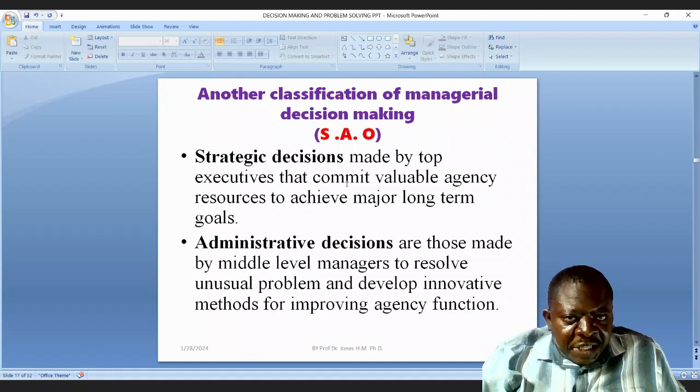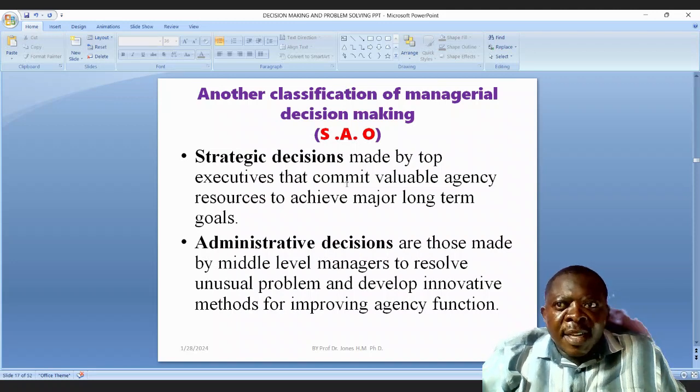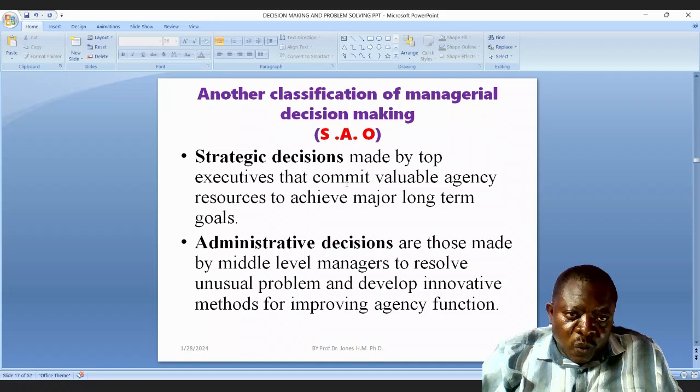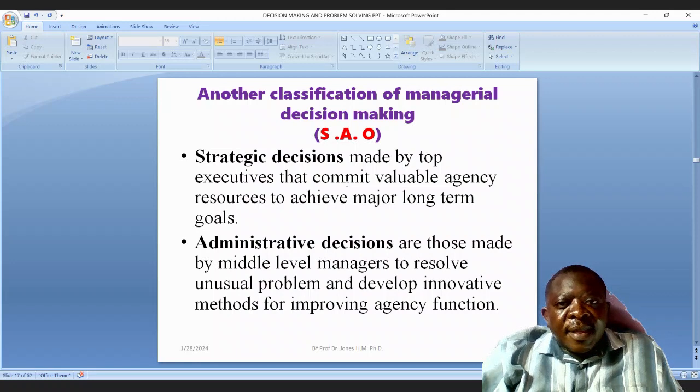So the strategic decisions here are made, let's say, by the owners or the people that have been put on top of the management team of an organization so that they can come up with the long-term goals of their organization. So these are the people that have an awareness of the resources that are valuable, and they will look at these resources in order to sponsor long-term goals. Then we have administrative decisions. These are made by middle level.